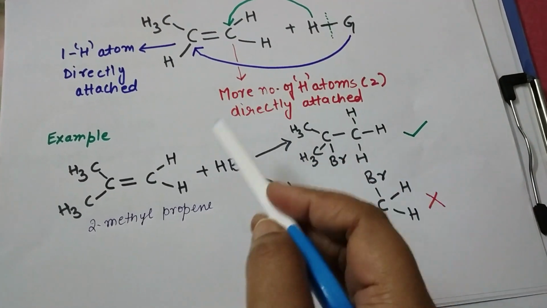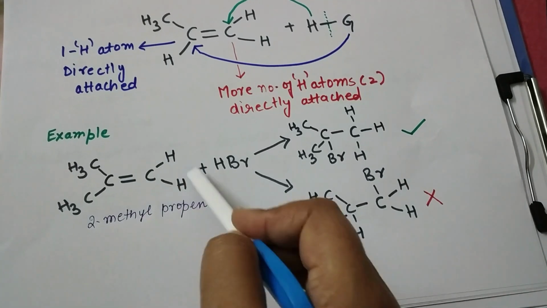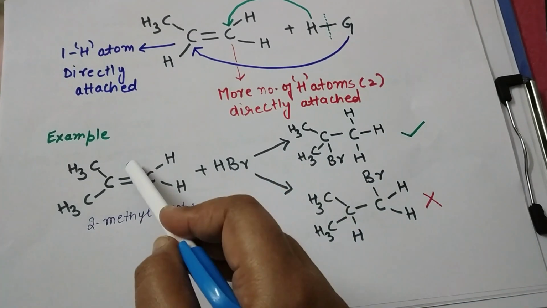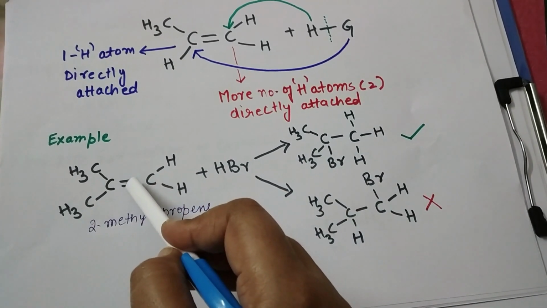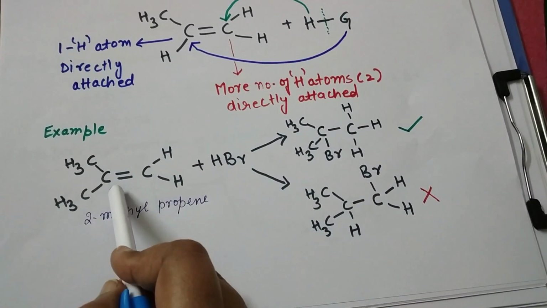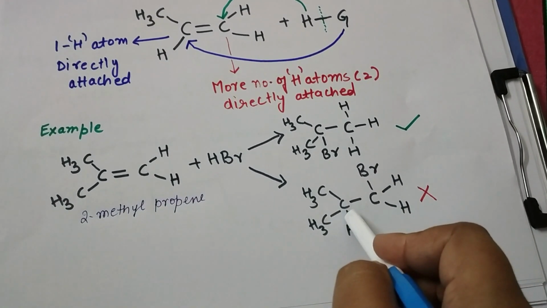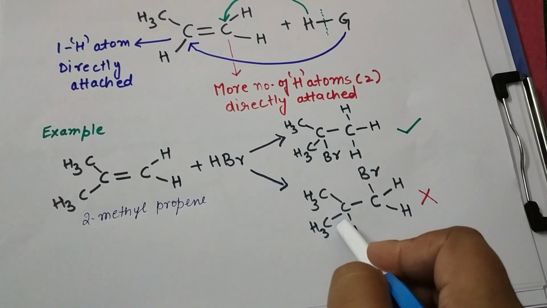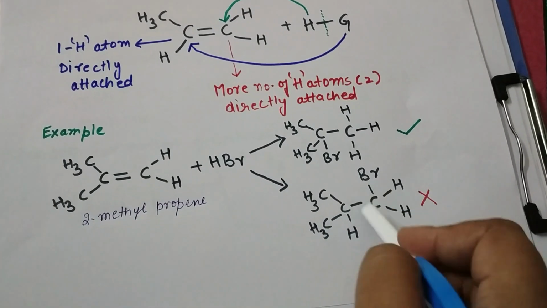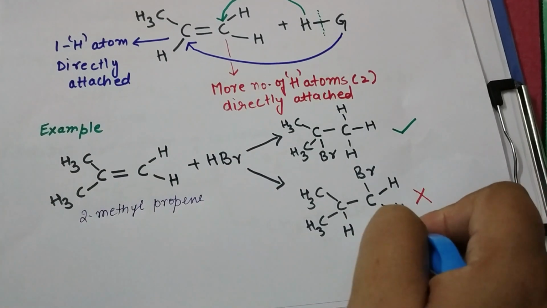In the first case, the hydrogen will attach on this carbon and CH2 will convert into CH3, and the double bond will be broken. In the second case, this hydrogen will attach to this carbon. So here you can see the hydrogen will attach on this carbon and the Br will attach on the first carbon. So these two types of products can be formed.